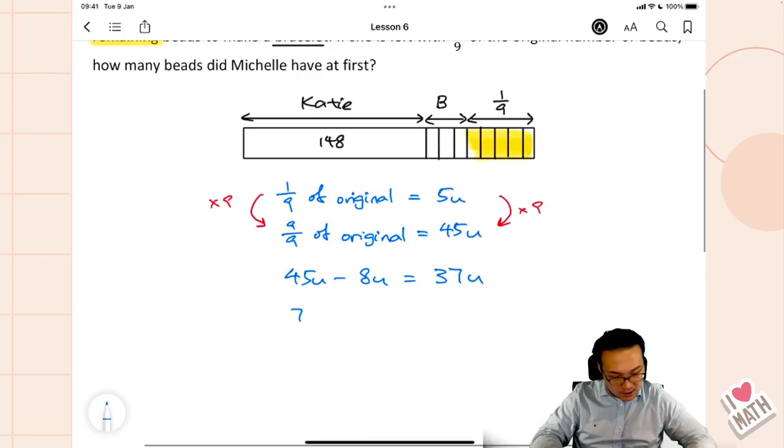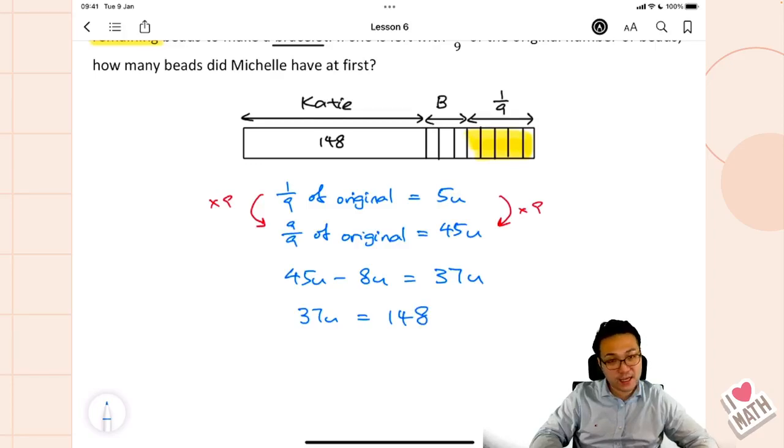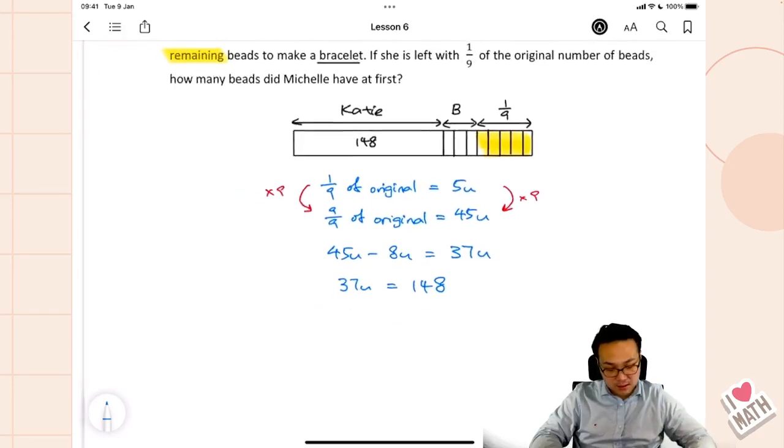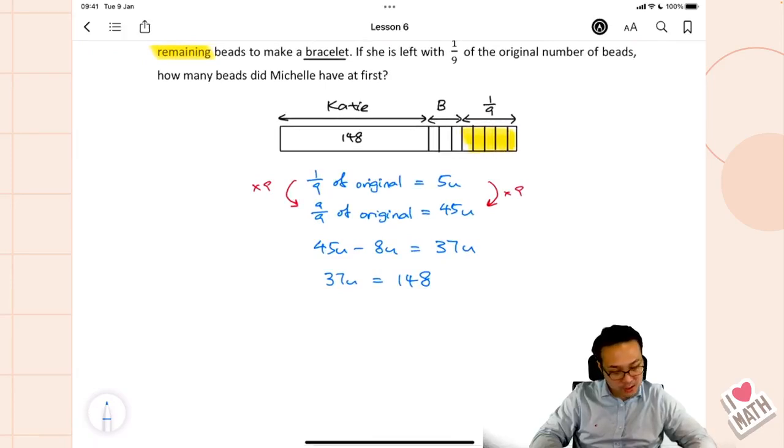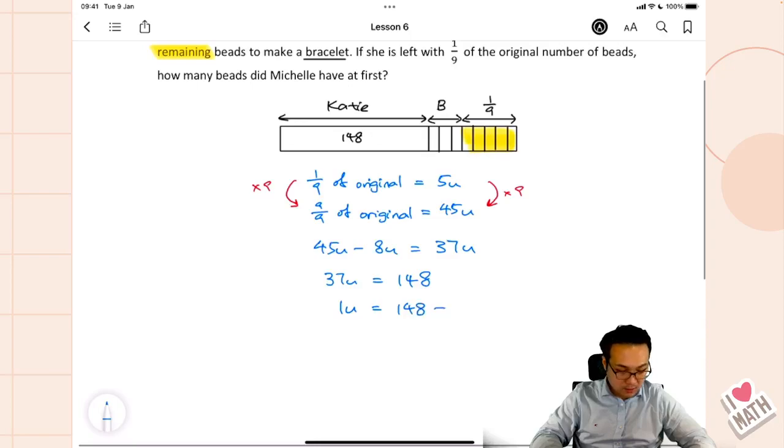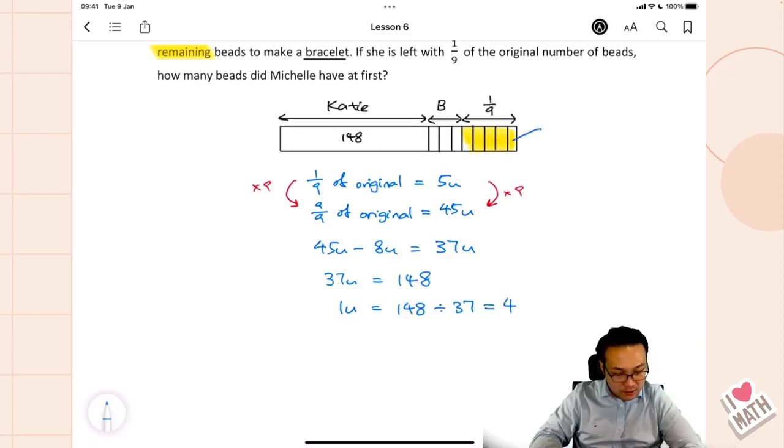So now I can say that my 37 units equals 148 beads. So from here, can we solve it? Very easy. You just divide by 37. You find 1 unit, which is actually 4. So 1 unit represents 4 beads. Okay? And they ask you, how many beads did she have at first?